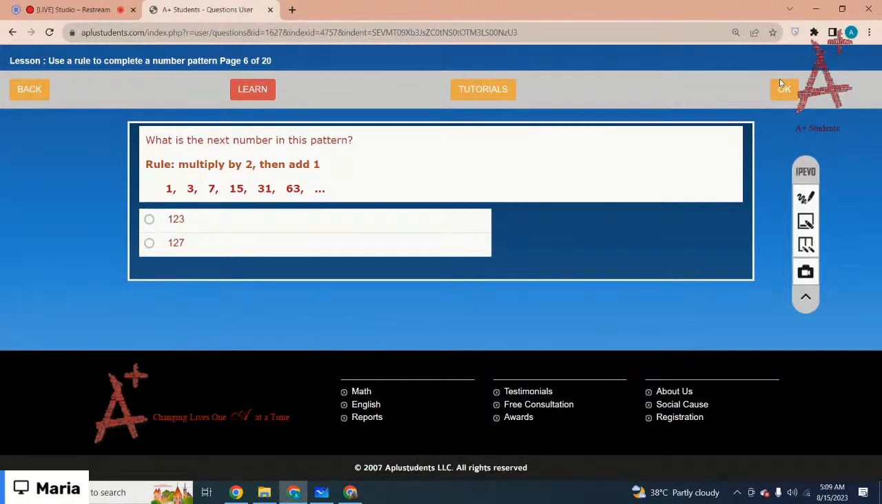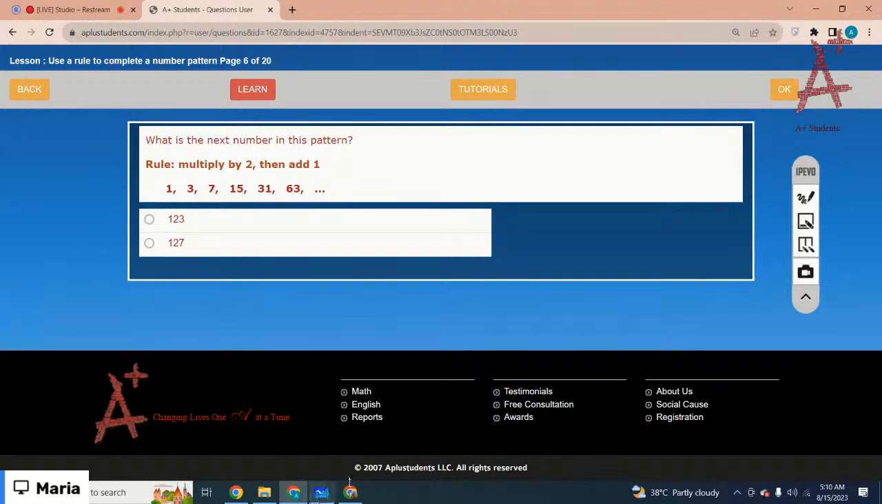What is the next number in the pattern? The rule is multiply by 2 and then add 1. So the pattern given is 1, 3, 7, 15, 31 and 63, right? So the last number given is 63. You have to multiply 63 by 2 and add 1.